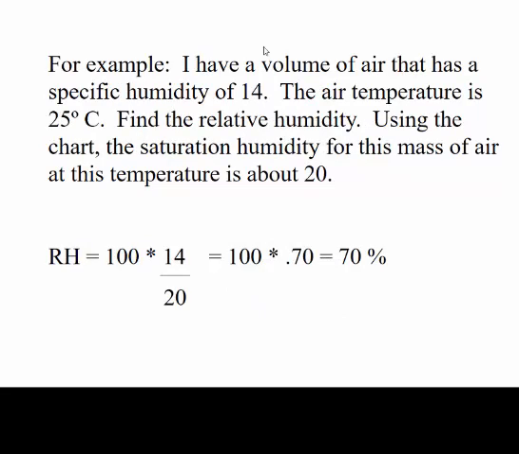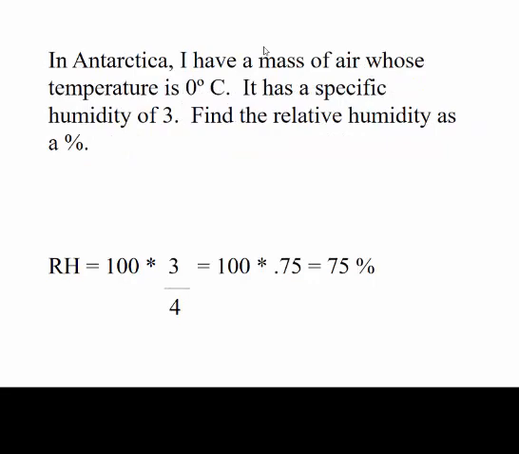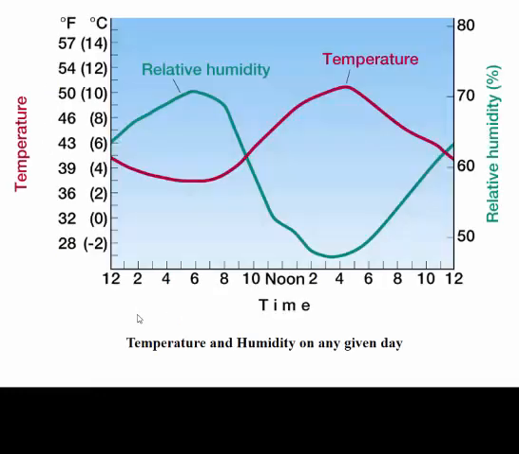So I have a volume of air, specific humidity 14, the air temperature is 25. I use my chart, so it's just 14 over 20, which is 70%. This is going to be important. Antarctica: we have a mass of air whose temperature is 0 degrees. It can only hold 4 compared to 20 previously, and it's 75% relative humidity at that temperature. And you can see the relationship between relative humidity and temperature.